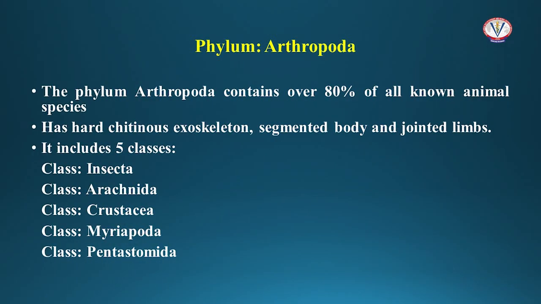Phylum Arthropoda. It contains over 80% of all known animal species and has a hard chitinous exoskeleton, segmented body and jointed limbs. It includes five classes, that is Insecta, Arachnida, Crustacea, Myriapoda and Pentastomida.